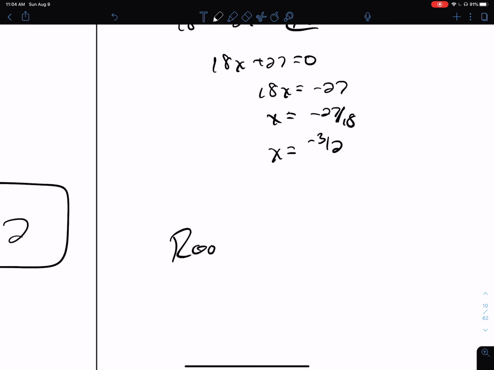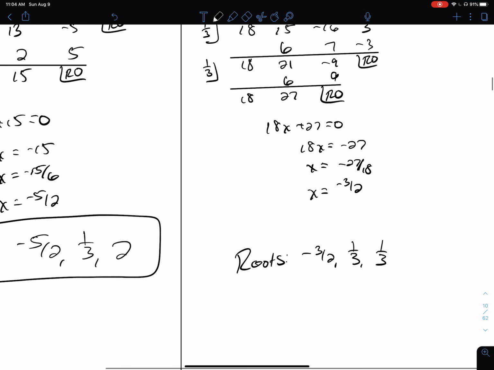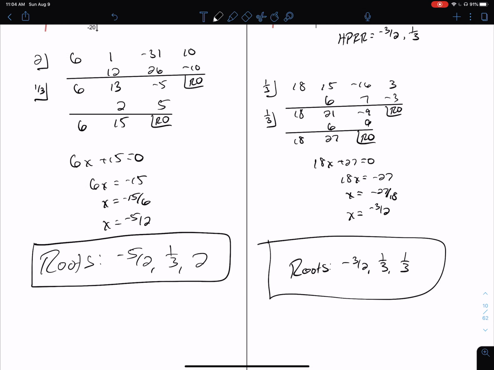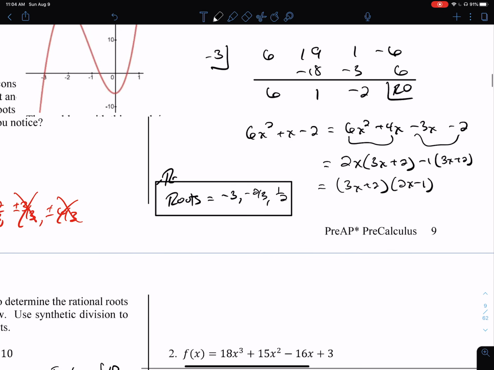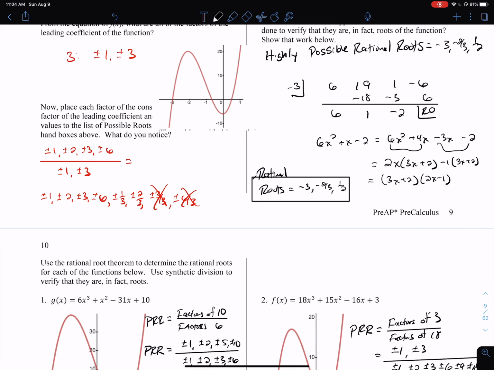So the roots for this little fella are negative 3 halves, 1 third, and 1 third. And more specifically, these are the rational roots. Now we found all the roots, but it's possible that we could just find some of the roots and we are missing the irrational ones, or we're missing the imaginary ones.